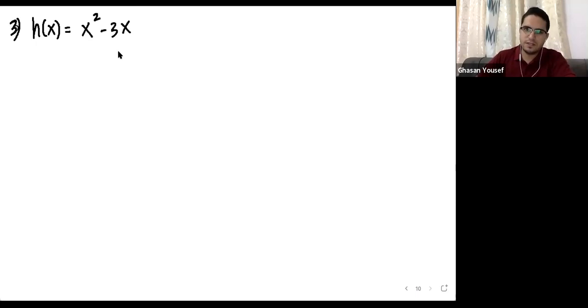Can I plug the zero here? Can I plug in the zero number inside this function? 0 squared minus 3 times 0, what do I get? 0. So I can plug it. It will give me an answer. Can I plug the positive numbers? Yes, I can plug any positive number. 1, 2, 3, 4. If I plug it, it will give me an answer.